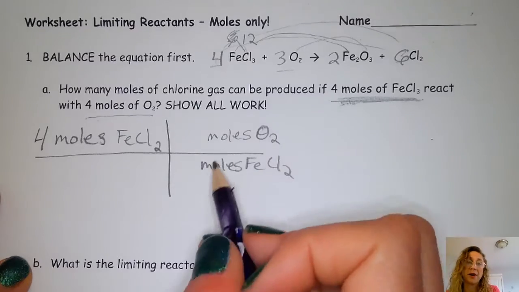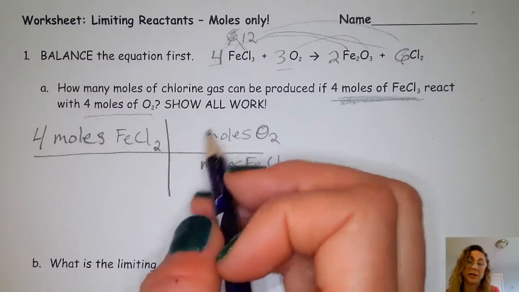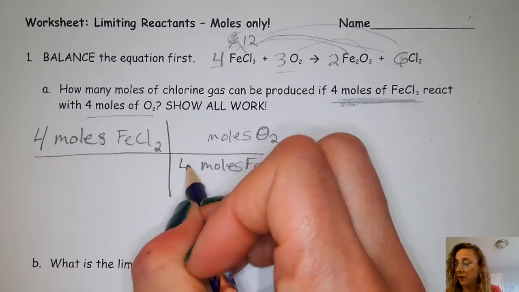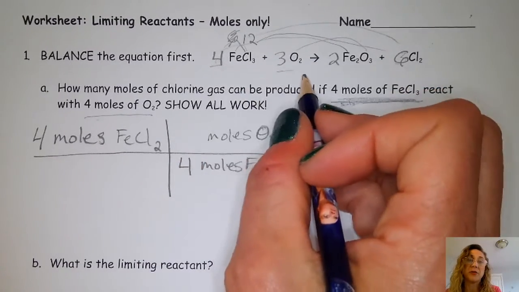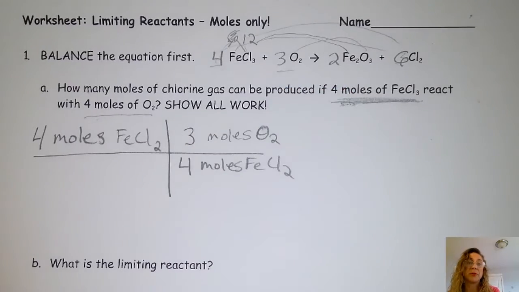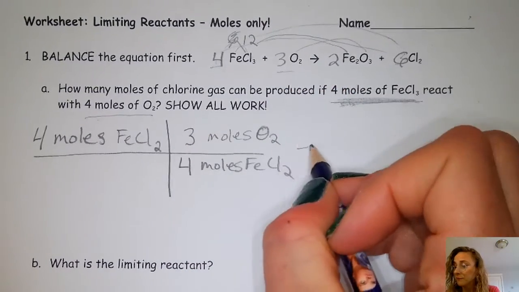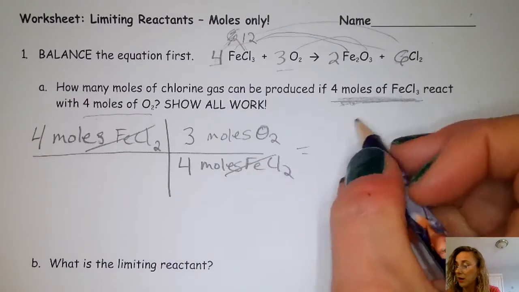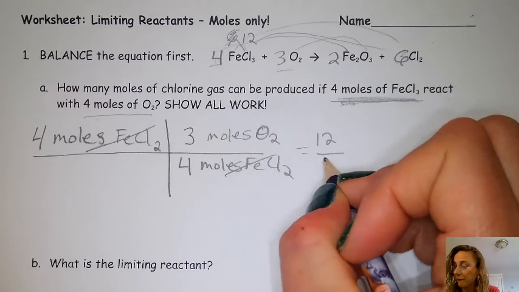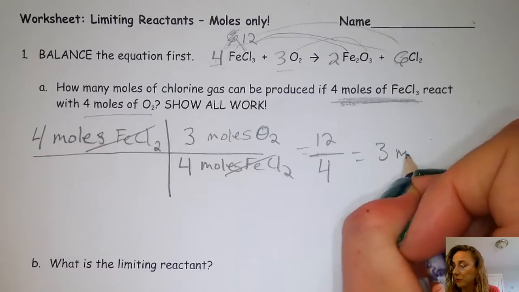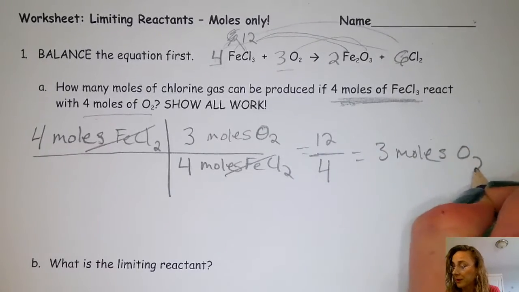Okay, so that needs to be on the bottom because those units will cancel out, because we like to do unit cancellation. And then the 4 on the coefficient for the iron chloride goes on the bottom, and the 3 for the oxygen goes on top. Okay, so then what you would do is multiply straight across. Units cancel out, and you end up with 12 fourths, which simplifies to 3 moles of O2, right?